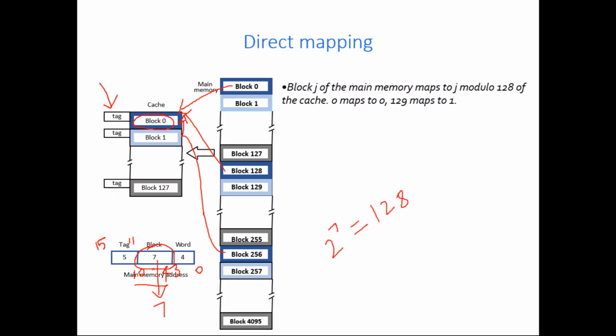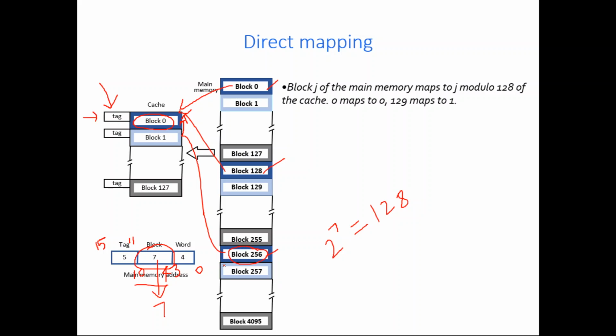Now this is referring to block 0, but which block of main memory does the CPU want? Does it want block 0 or block 128 or block 256 or what? Let us assume the CPU wants block 256. This is the one it wants to access, okay. This also will be mapped to block 0 only. It should check here only, okay.